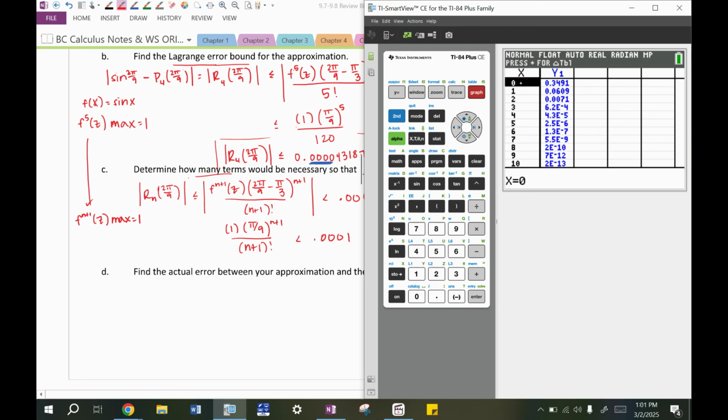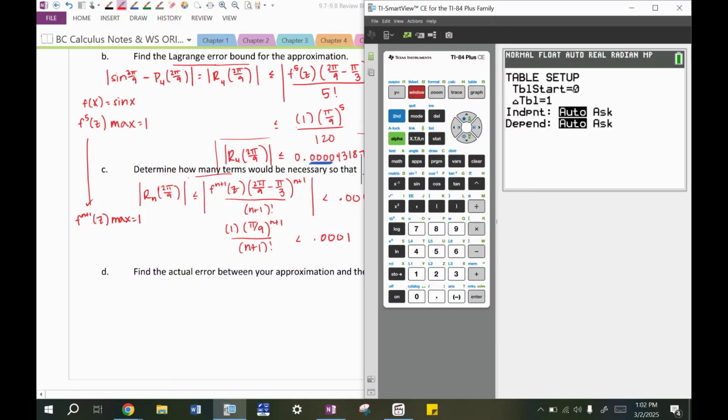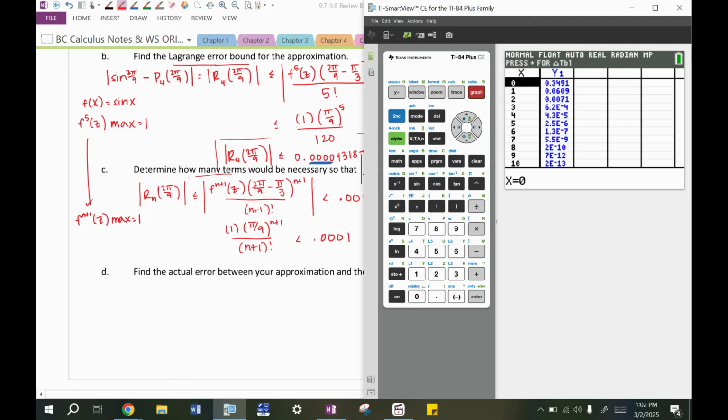My table is starting at 0. If yours is starting at a crazy place, like from our last test, if it's in the thousands, go to second window and tell it to start at 0, and then second table. Anyway, and then be over here so you can really see what the decimals are. So we need 0.000. So that's not it. That's not it. That's not it. Here's 0.0006, but we want less than 0.0001. So let's keep going.